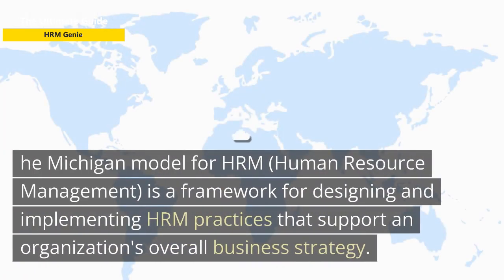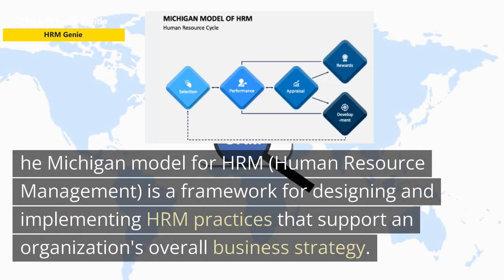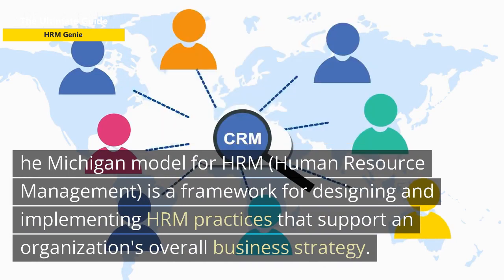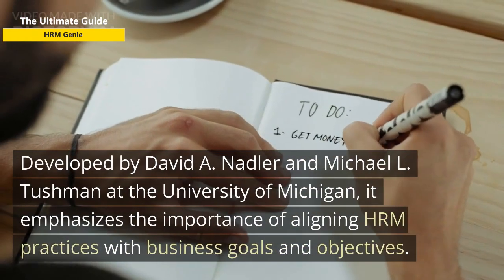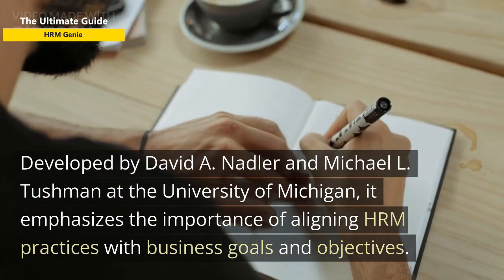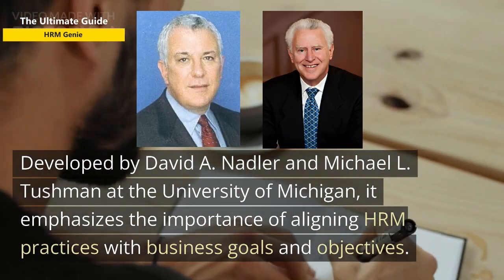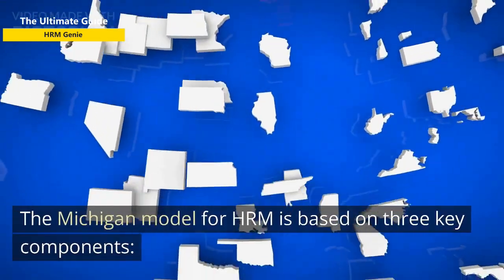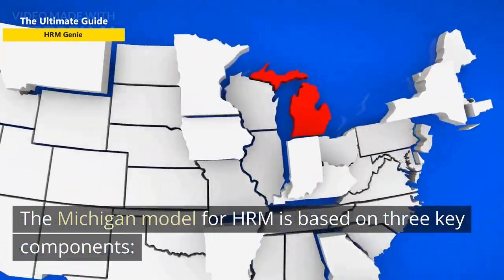The Michigan model for HRM, human resource management, is a framework for designing and implementing HRM practices that support an organization's overall business strategy. Developed by David A. Nadler and Michael L. Tushman at the University of Michigan, it emphasizes the importance of aligning HRM practices with business goals and objectives. The Michigan model for HRM is based on three key components.